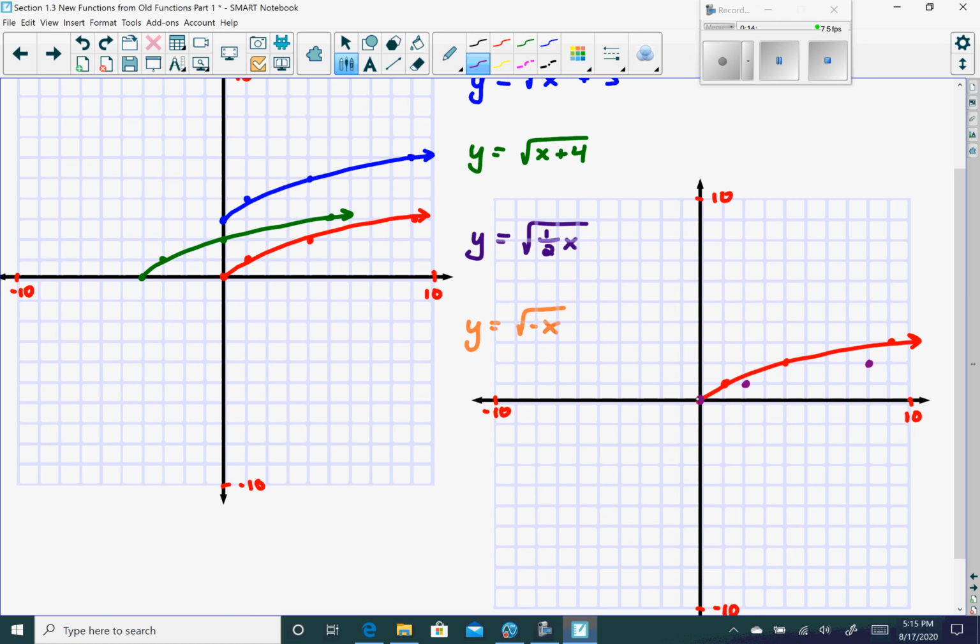So we see that we get a slight change here. When we see that 1/2 inside, it's actually going to be a horizontal stretch, or it actually looks longer horizontally than the original parent graph.